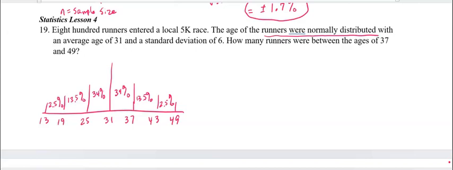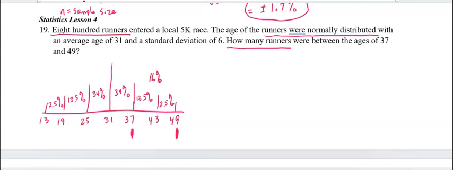Okay, so on the last test, our statistics test, some of you gave me a percentage of the runners, but this wants to know how many of the 800 runners were between 37 and 49. Okay, so here's 37. Here's 49. Well, that represents 16% of the runners.